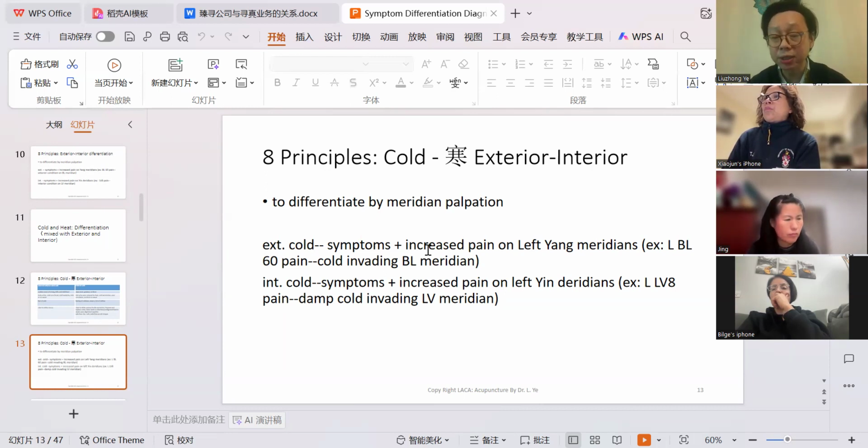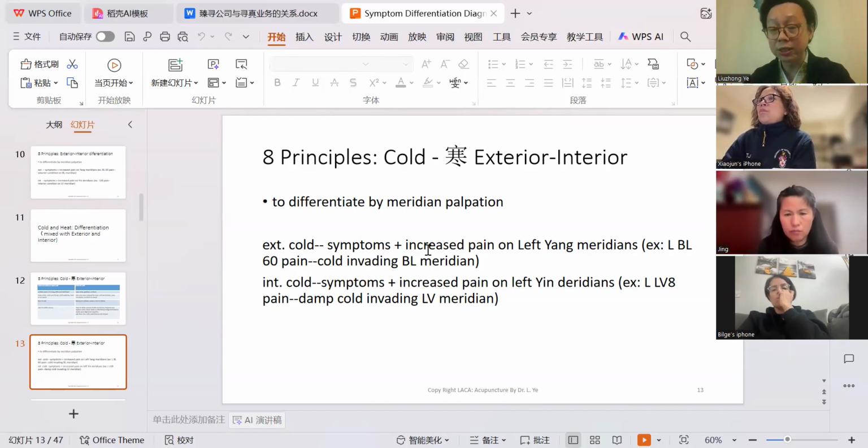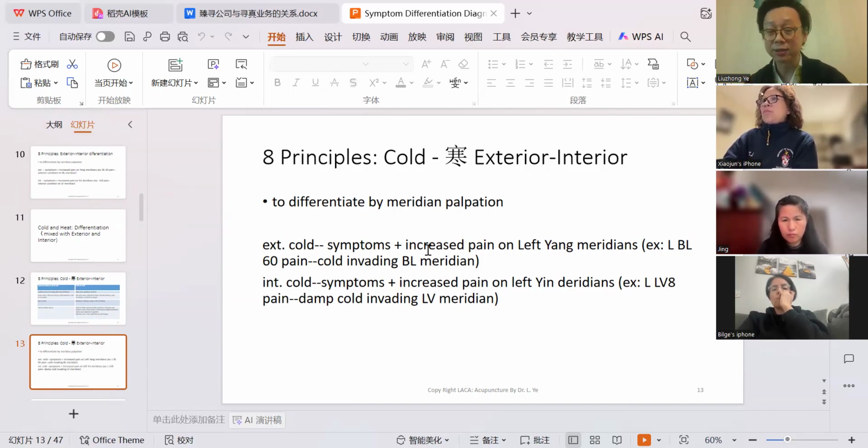So from the symptom itself, it can only give not 100%, maybe 60% maximum accuracy. So instead of using large intestine, because we know large intestine 4 is for anything to do with head and face, right? Working on large intestine 4 is not as effective as bladder 60, especially on the left side.